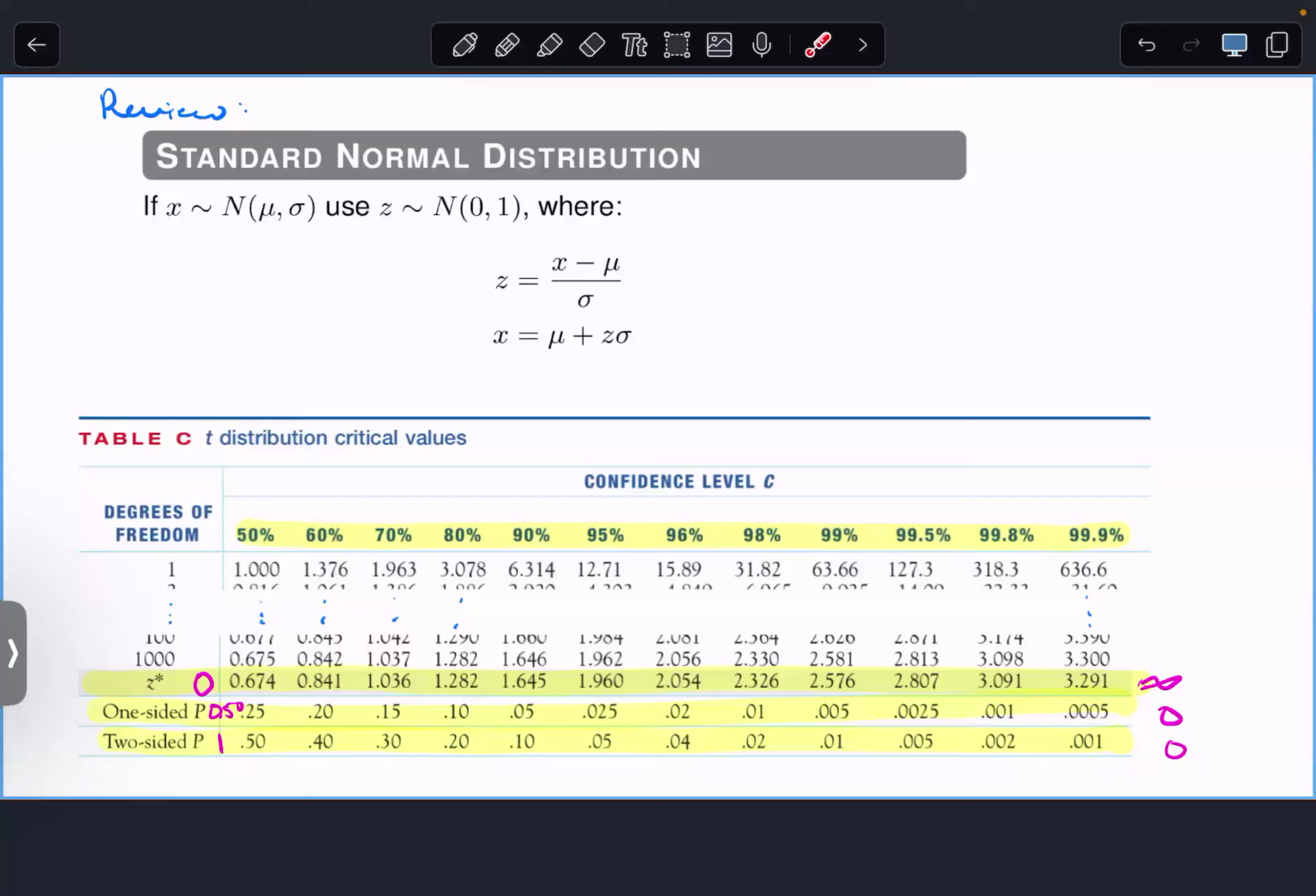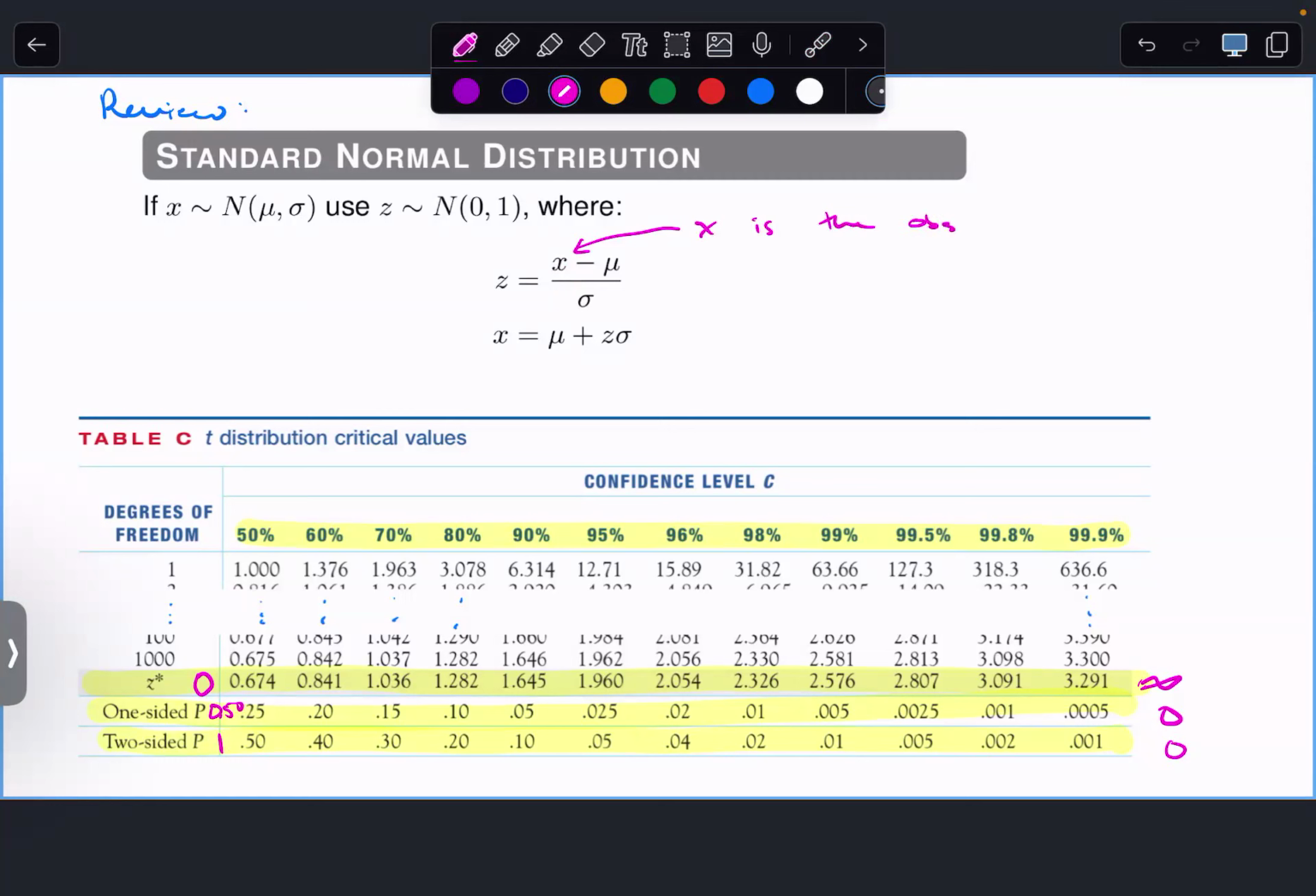Okay. So how do we do that? We worked up towards, okay, X is the observation that I'm interested in. All right, so I'll add that here. X is the observation I am interested in.